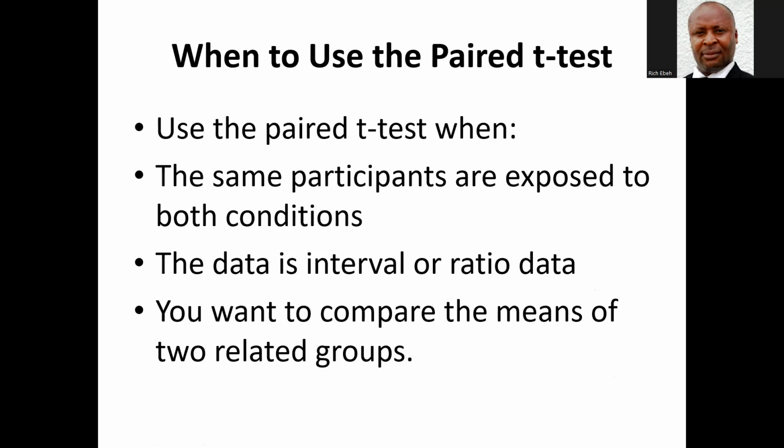Never use the paired sample t-test, or any t-test whatsoever, when the data is in nominal, that is categorical data, or when the data is in ordinal form. And thirdly, you use the paired sample t-test when you want to compare the means of two related groups.